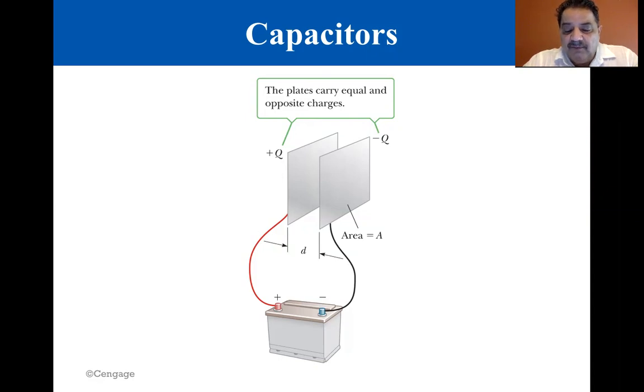The transfer of charge stops when the potential difference across the plates equals the potential difference of the battery. So you can see that a charged capacitor is a device that stores energy that can be reclaimed when needed for a specific application, such as storing the voltage needed to light your flash on a camera.